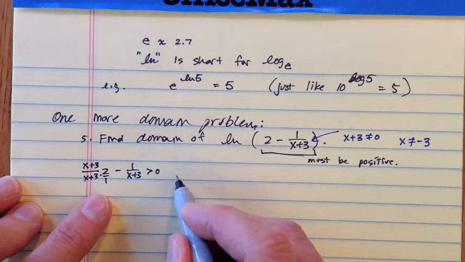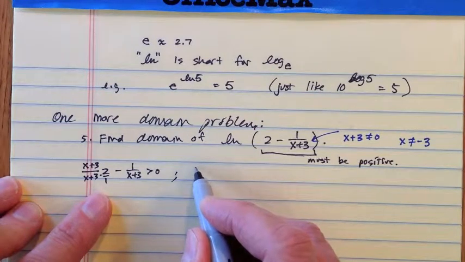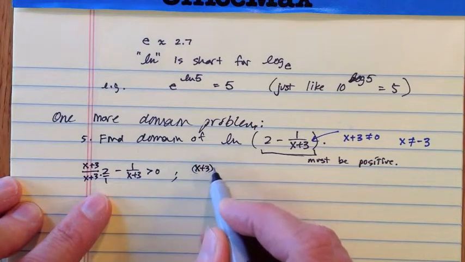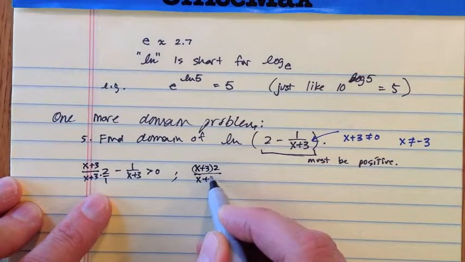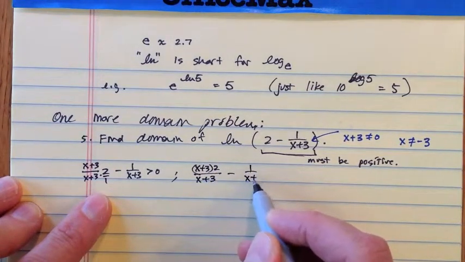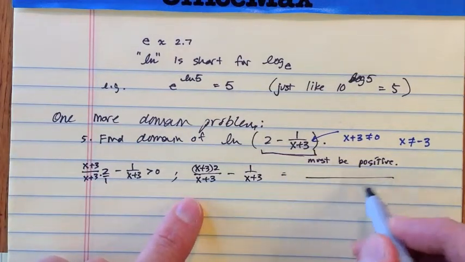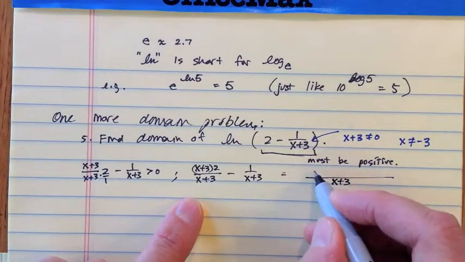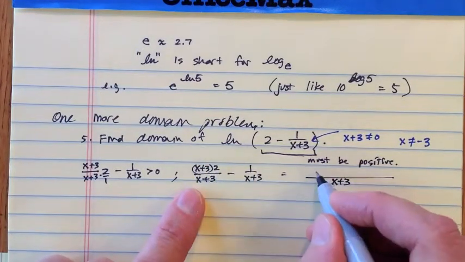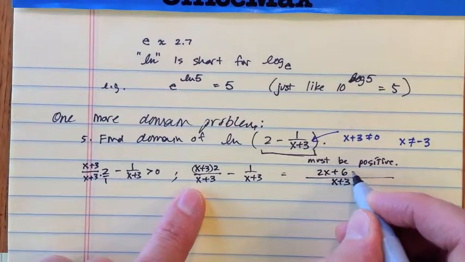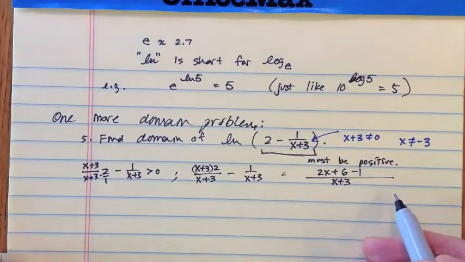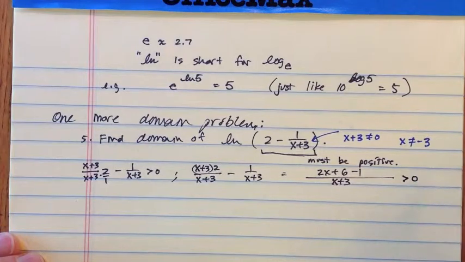So the first fraction becomes x plus 3 times 2 over x plus 3, and then minus 1 over x plus 3. Now I can add these fractions. I just add the numerators. So I'm going to distribute while I'm at it. That's 2x plus 6 minus 1, or 2x plus 5. So I need this guy to be bigger than 0. Now it's really simple. I mean, the numerator and denominator are pretty simple linear functions, and I'm just dividing them.